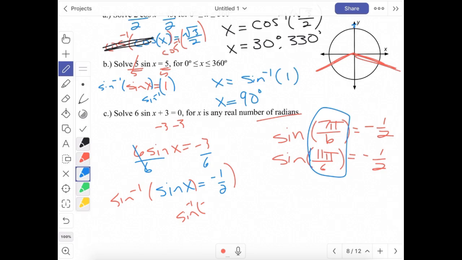So x equals 7 pi over 6 and 11 pi over 6. And if you're not comfortable with radians, then you can always just find those in degrees, and then you can multiply them by pi over 180 to get that radian number.